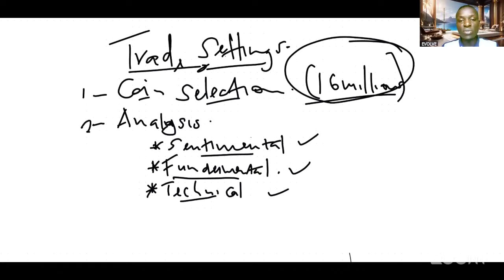Now, what else is involved in setting your trade? You can do sentimental. Sentimental is very easy, by the way. You can even just go on CoinMarketCap. I will show that practically, I guess. Let us now look at the third thing that is involved in setting your trade.